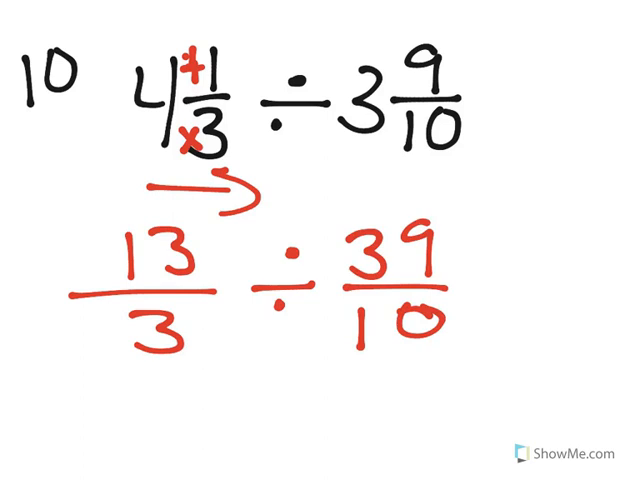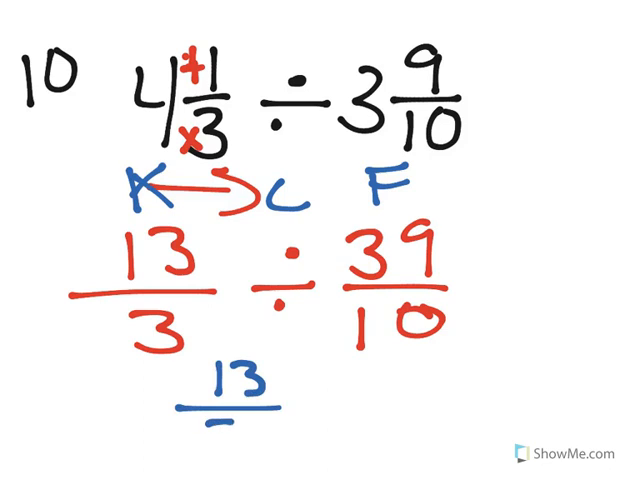Now I'm going to follow my division rules, which is your KCF. So hopefully you remember the KCF. Keep, change, flip. So I'm going to keep the first one. I'm going to change division to multiplication, and I'm going to flip my second fraction there. So now I have 13/3 times 10/39.